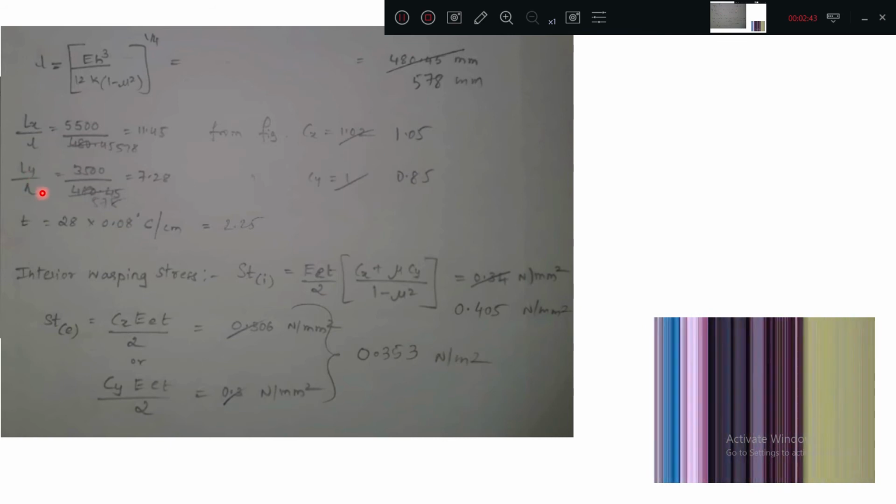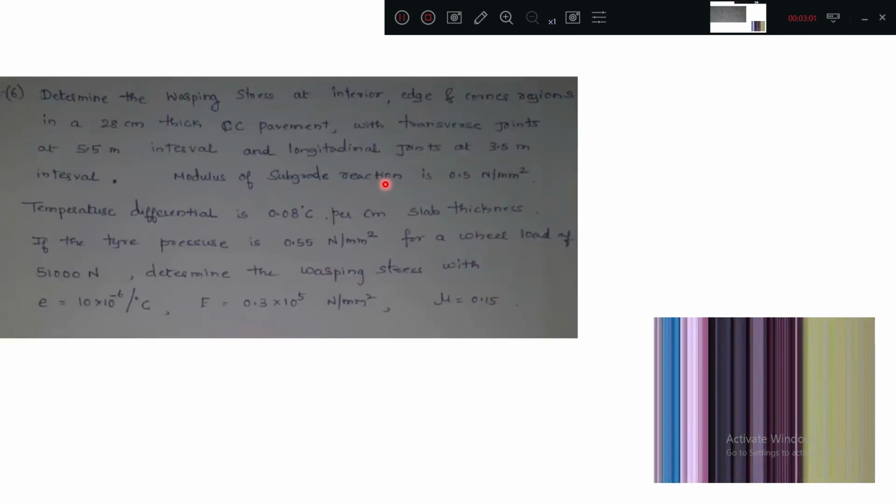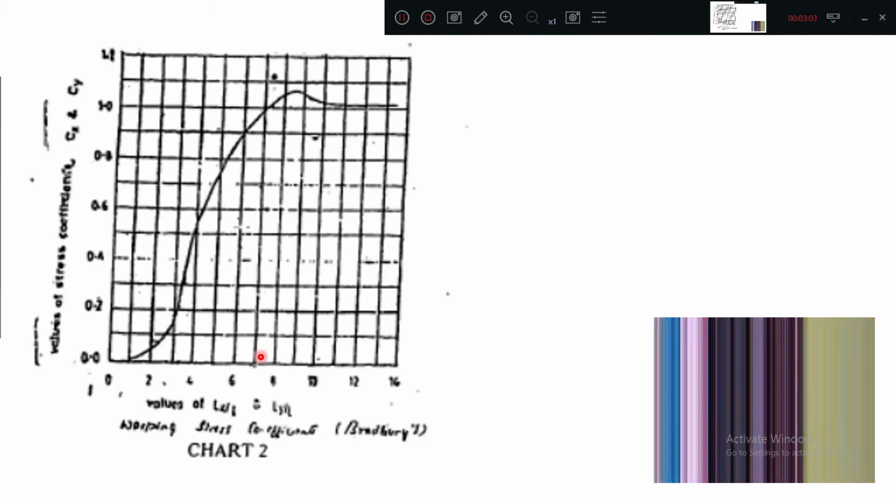Similarly, Ly by L is 3500 by 578, which is 7.28. The striking out means I had already made a mistake there, so I changed the values. That is why I have written it like that. For 7.28, I am getting 0.85. We will see, it is 0.8, like that.